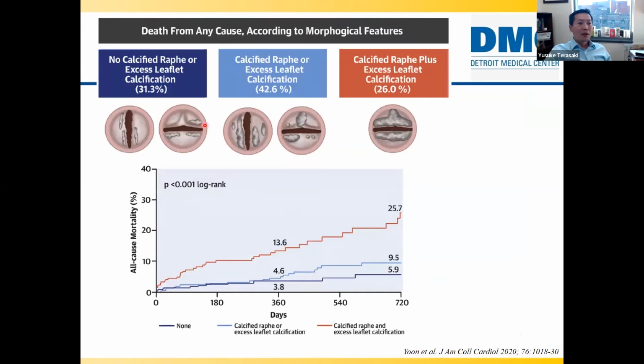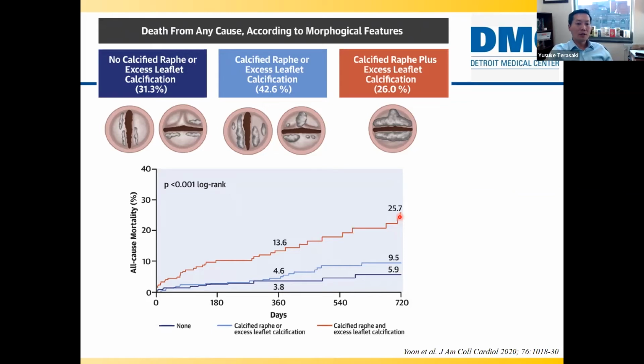So about a third of the bicuspids were no calcified RAF-A or excess leaflet. About 40% were calcified RAF-A or excess leaflet calcification. And then about a third were calcified RAF-A plus excess leaflet calcifications. Look at this huge jump. With no calcified RAF-A or excess, the mortality rate was about 6% for 2 years. That almost quadrupled to 26% when you had patients with calcified RAF-A plus excess leaflet calcifications. I mean, this is really astonishing results.